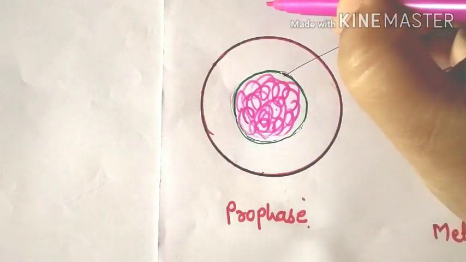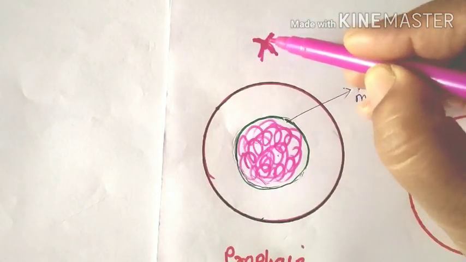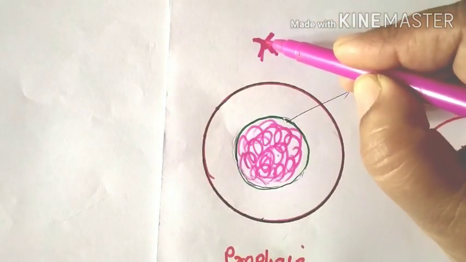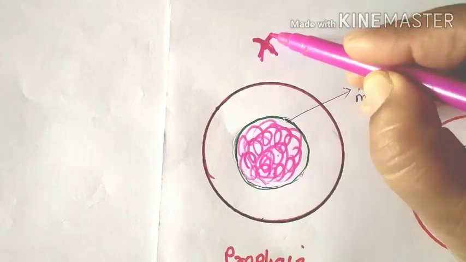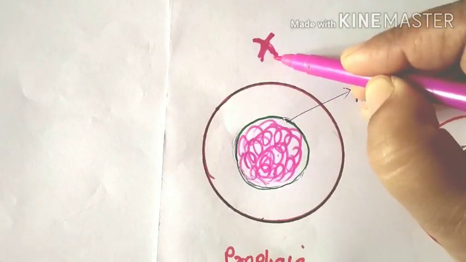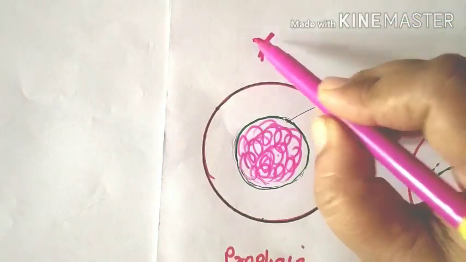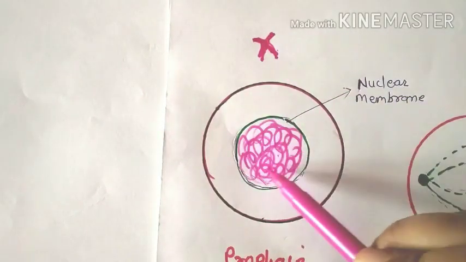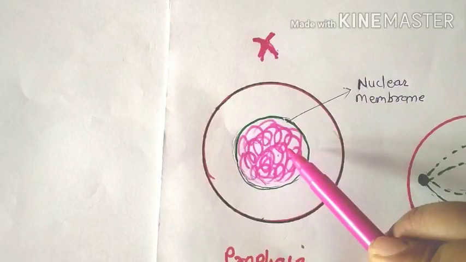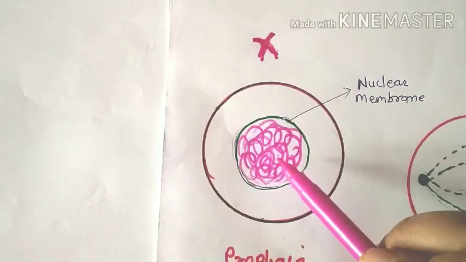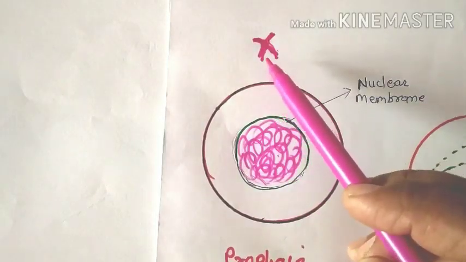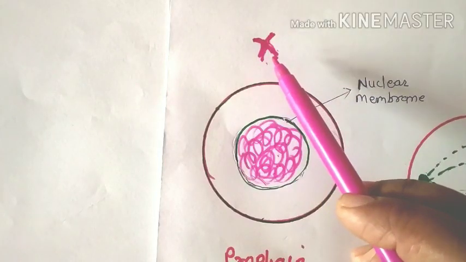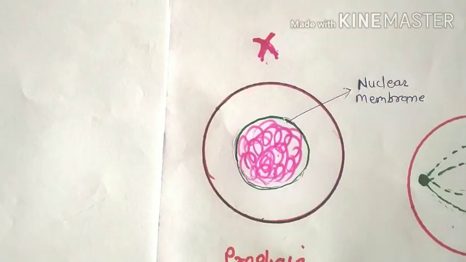What are the sister chromatids? Suppose this is a chromosome. It is a dumbbell shape. So these are the sister chromatids, and this is a pair of sister chromatids, and this is another pair. So this thread-like chromosome starts to condense, becomes thick and short, and appears like a sister chromatid. We can see the sister chromatid in this.